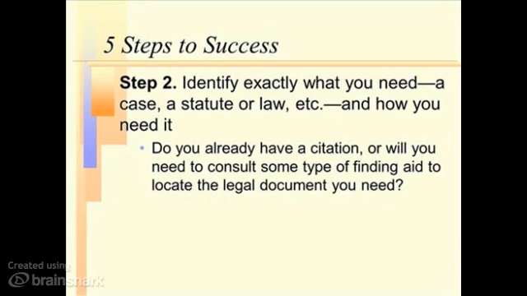So step 2 is trying to identify exactly what you need. Are you needing a particular case, a statute, or a law, or a regulation, and how are you going to use it? Your first thing that you should identify is, do you already have a citation? If so, your process is going to be a lot simpler. If not, you're going to have to use a finding aid to locate the legal document that you might need.